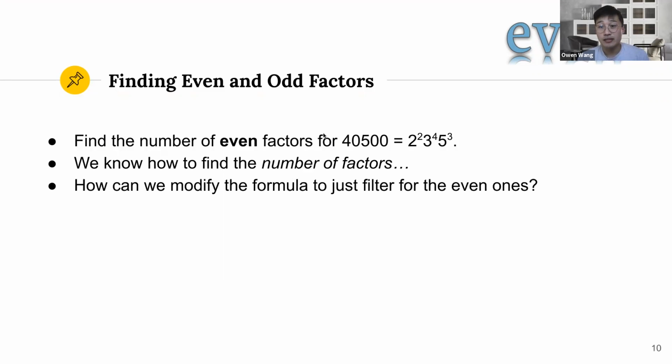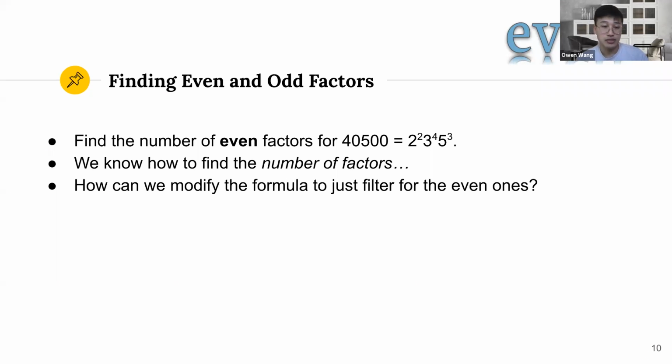Yeah, we know how to find the number of factors because we learned that last week. But this time we don't want odd factors. We only want the even factors. So the idea here, which we're going to do throughout today's lesson, is how can we modify this formula just a bit and filter for just the even factors?